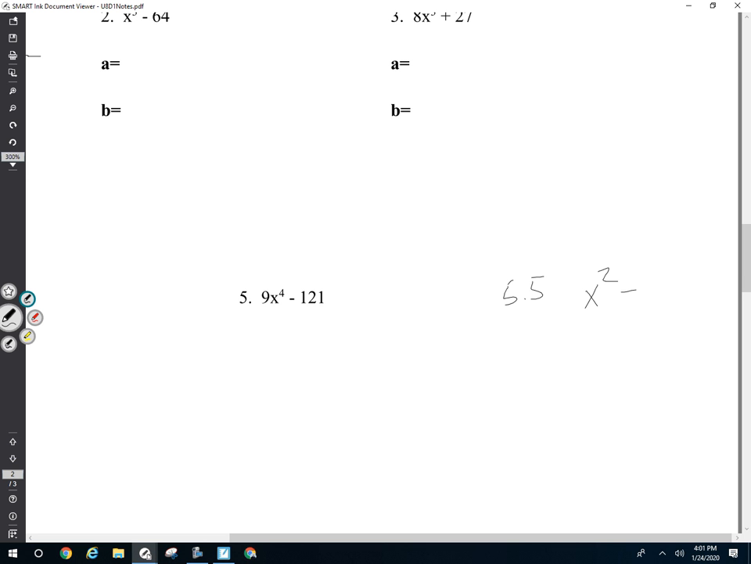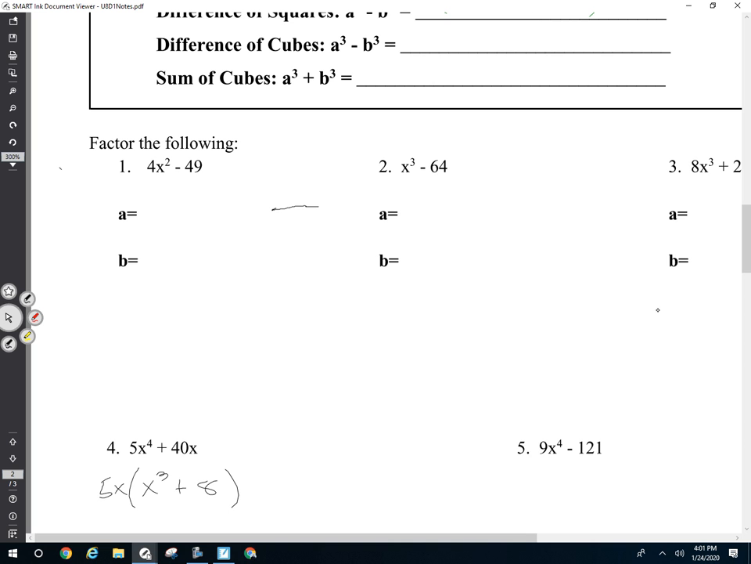x squared minus 36. Factor that. What you will do is you'll say, okay, x is being squared, 6 is being squared. This is a difference of squares. I can write a difference of squares as x plus 6 and x minus 6. We cool? Okay.